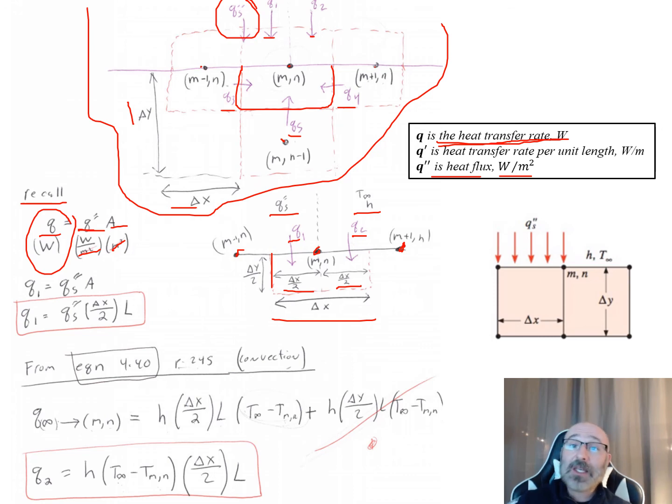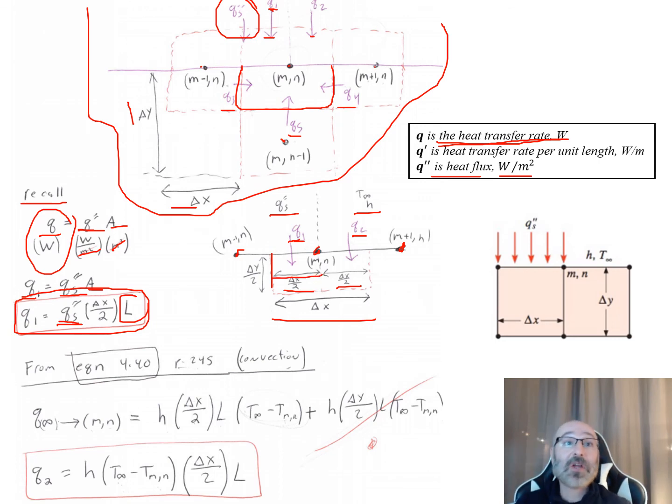So utilizing that relationship, what I can do now is say, if I want my Q1, I can take my heat flux, my Q sub S double prime, times my area, and that'll give me my Q1. So I can take my QS double prime, my heat flux that's given to me in the problem statement, times my area. Well, what is my area? My area here is going to be my delta X over 2 times my L distance. So there's my delta X over 2 times my L distance to give me that area term that I'm going to multiply by my heat flux to get my Q1.